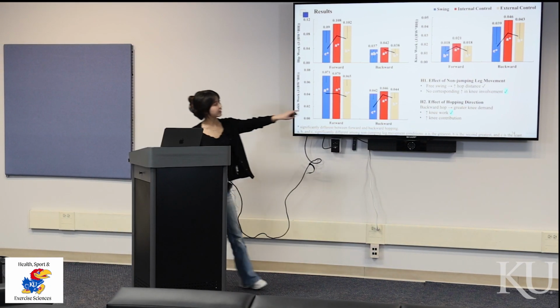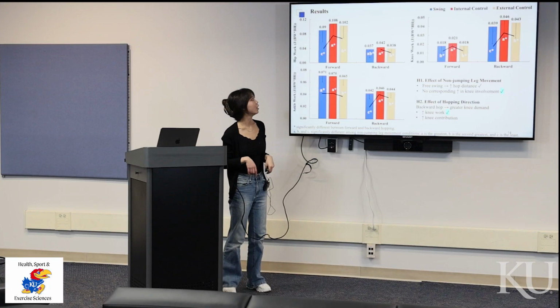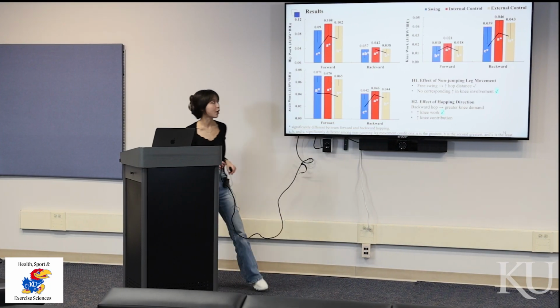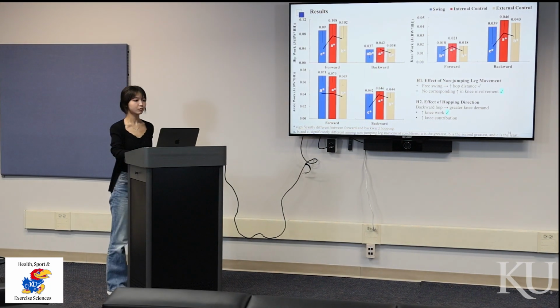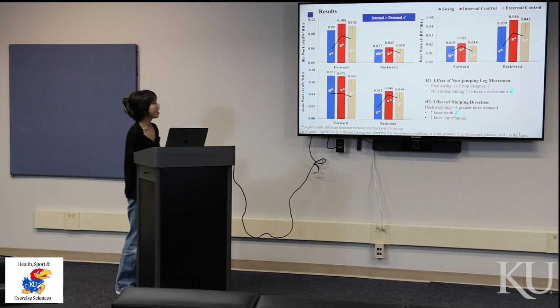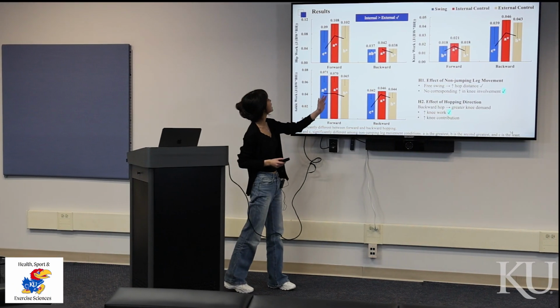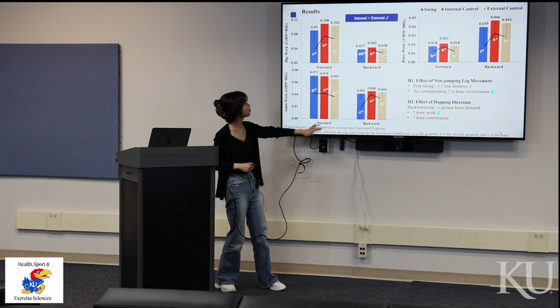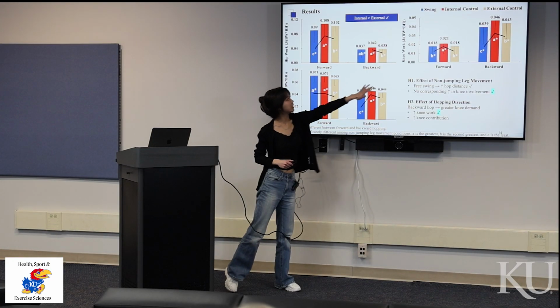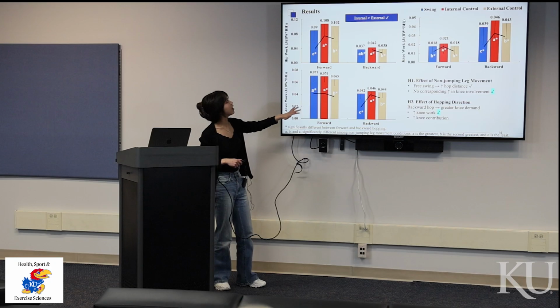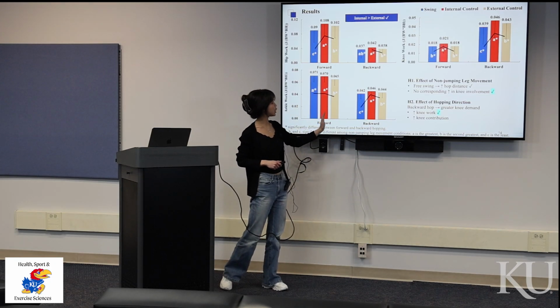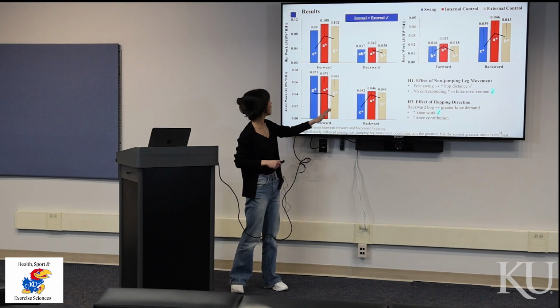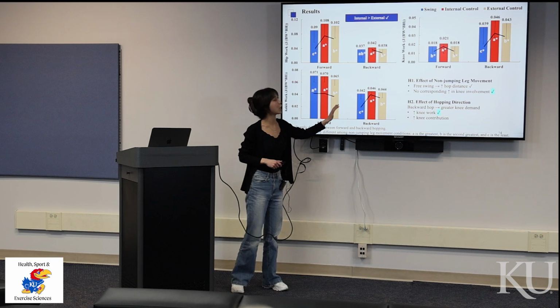From this figure, we can tell the backward hopping showed greater knee work compared to the forward hop. In addition, we can also see the difference between the internal and external control conditions. For the hip, knee, and ankle work, the internal control condition showed greater work compared to the external control condition.